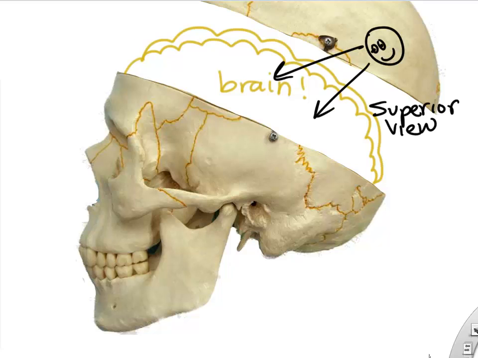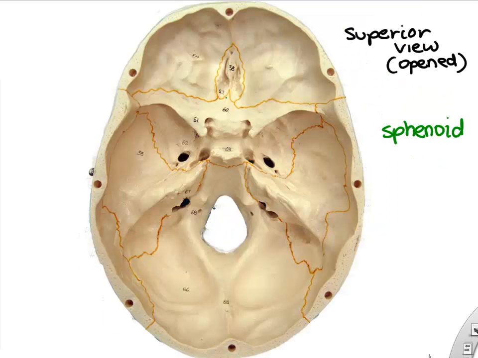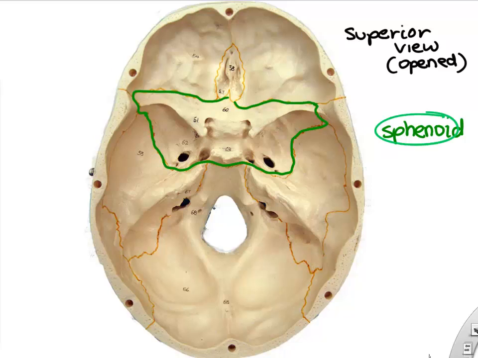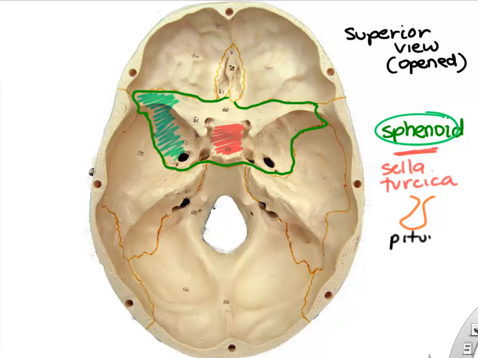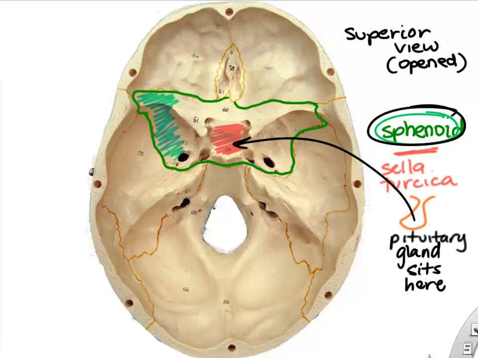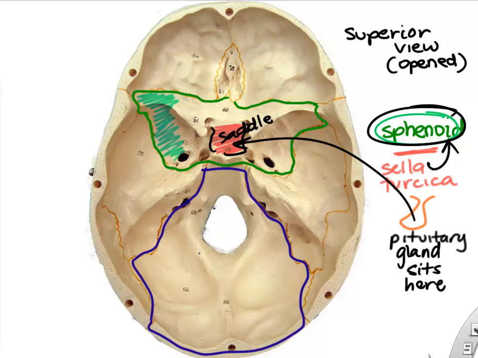So what we're going to do now is look at a superior view of our skull with the top removed and the brain removed. This view here shows the sphenoid bone really well. So here is the sphenoid that we're outlining. Some people think it looks like a butterfly or a bat, and that's the sphenoid bone. And there's a very prominent sort of saddle or groove in the middle of the sphenoid bone here, and that's called the sella turcica. Sella turcica is like a little saddle where your pituitary gland sits. And so the pituitary gland is located in that sella turcica.